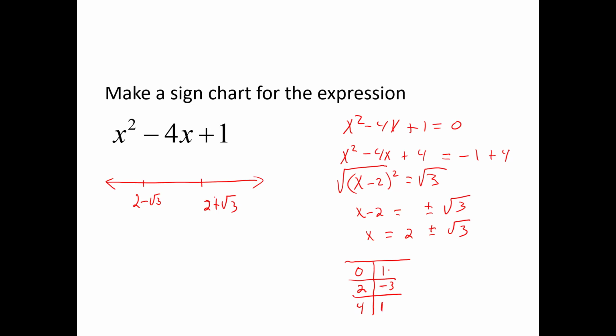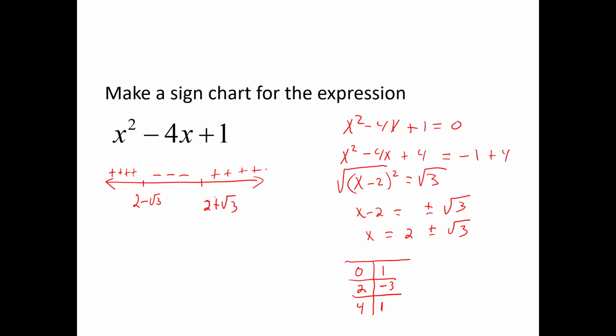And so this tells you that to the left of 2 minus the square root of 3, since this is a positive number, you will always get a positive number. In between, since this is a negative number, you will always get a negative number. And past 2 plus the square root of 3, you get a positive 1, so you will always get a positive number.